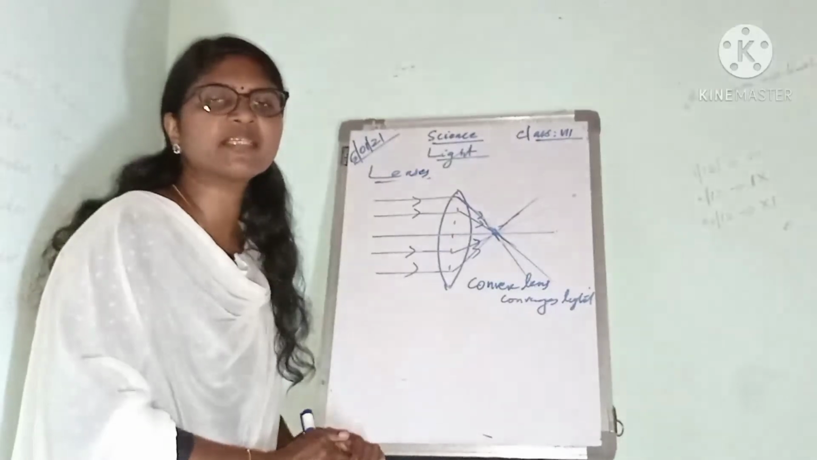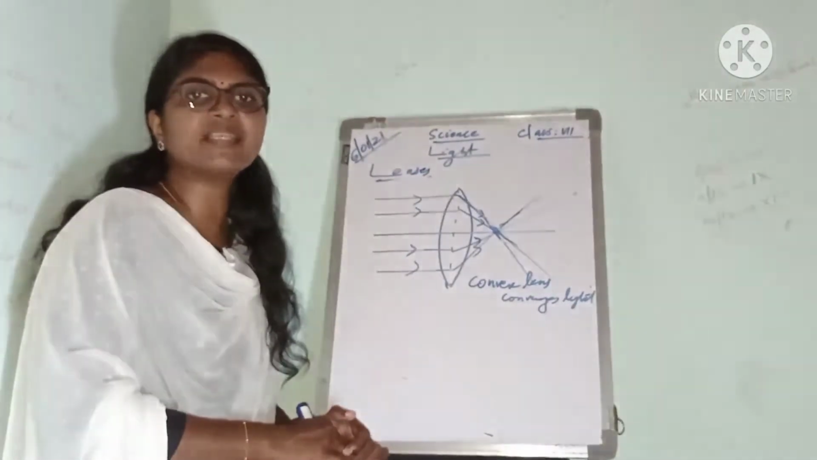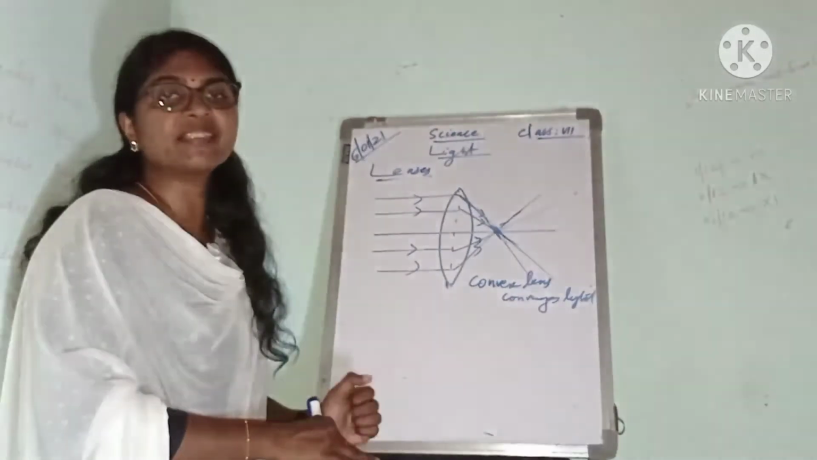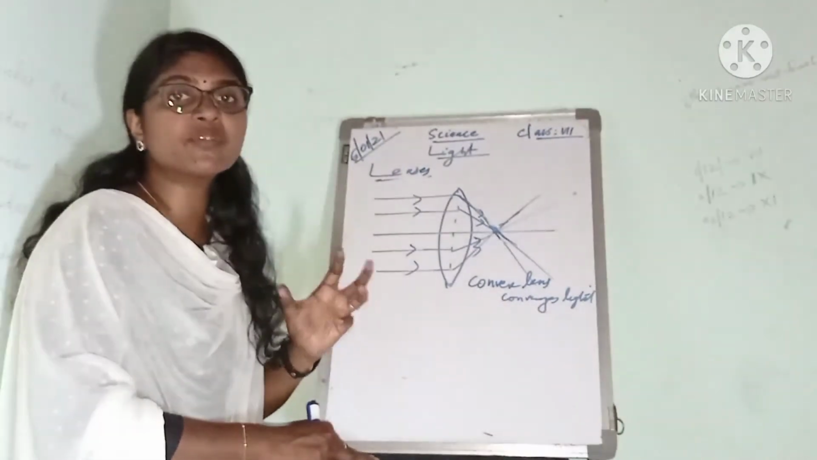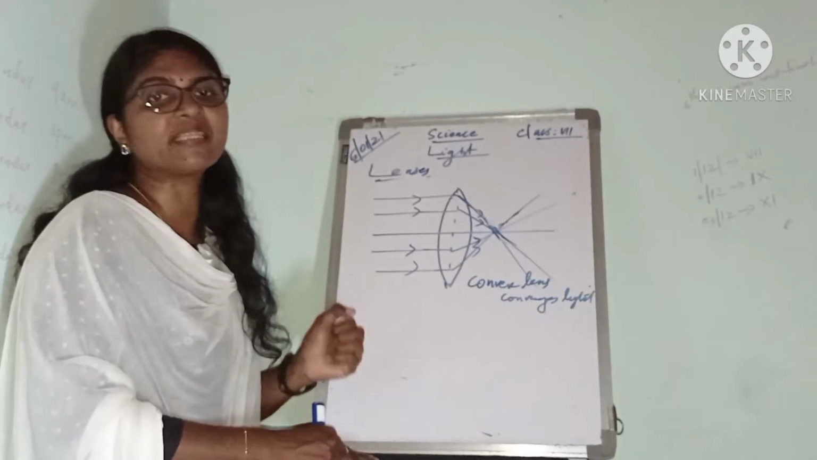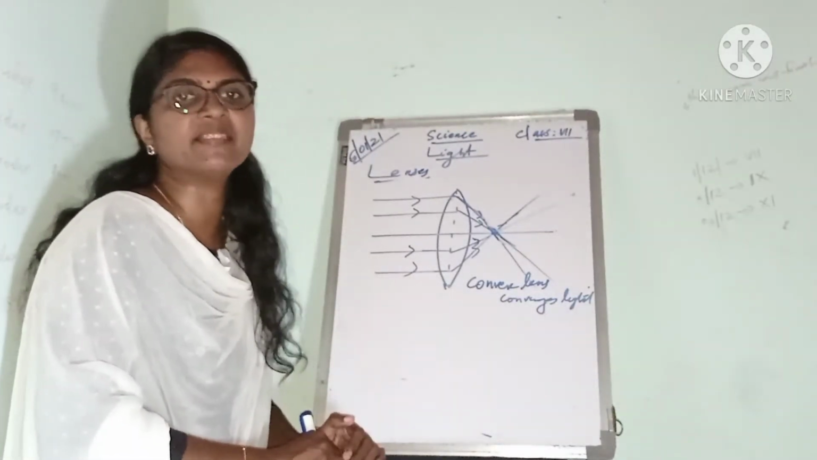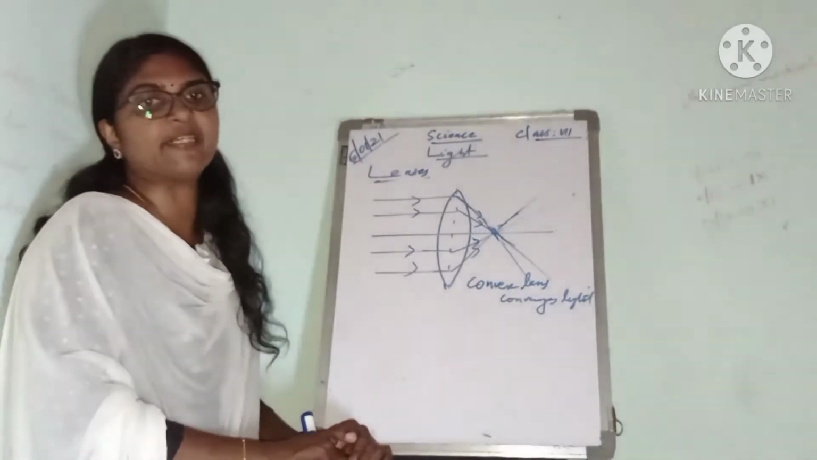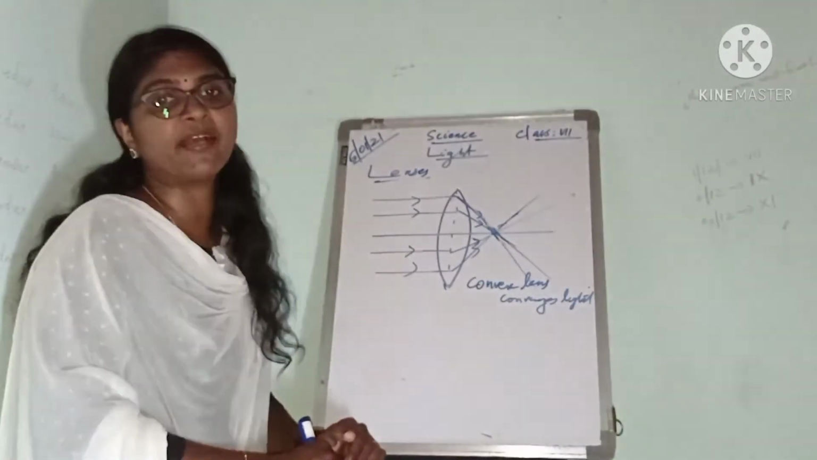Next we will see the uses of the convex lens. A convex lens magnifies the image, that is, the image looks bigger than the object. So it is used to obtain the magnified image of an object.